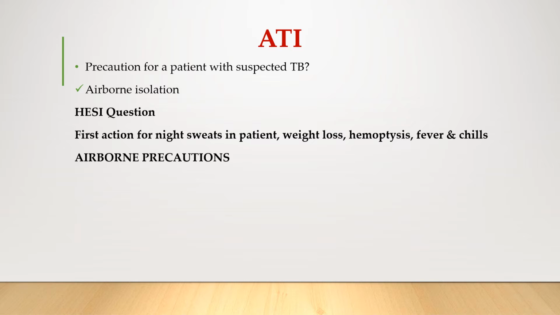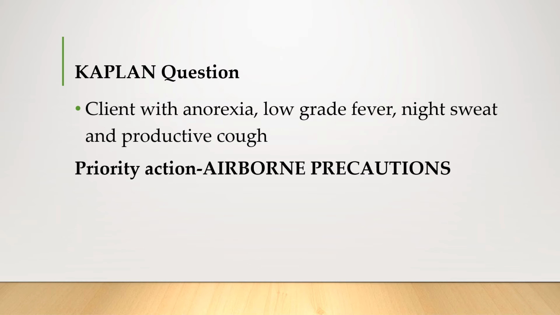Then coming to the precaution for a patient with suspected TB, the common thing that we are doing is airborne isolation. As we know, it is an airborne infection, so we have to do airborne isolation for the patient. The first action for night sweats, weight loss, hemoptysis, fever and chills: these are the common things that you should remember, and the action taken for all of these is airborne precautions.